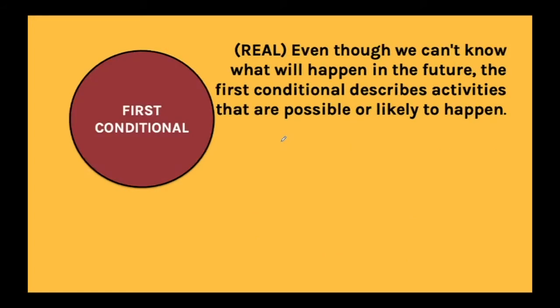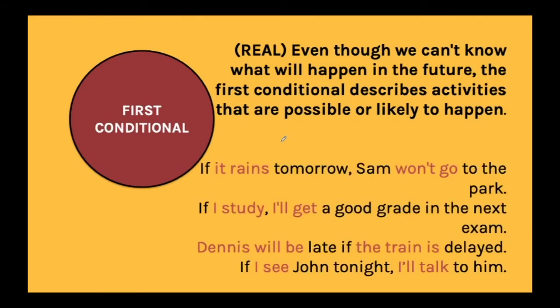The first conditional, even though we can't know what will happen in the future, describes activities that are possible or likely. Let's see some examples. If it rains tomorrow, Sam won't go to the park. Is it possible or is it likely that it rains tomorrow? Yes. In Bogota, for example, it's very likely that it rains. So if it rains, Sam won't go to the park tomorrow.